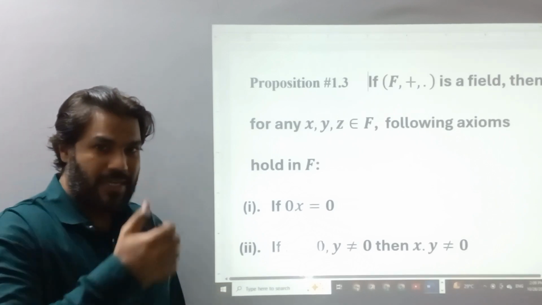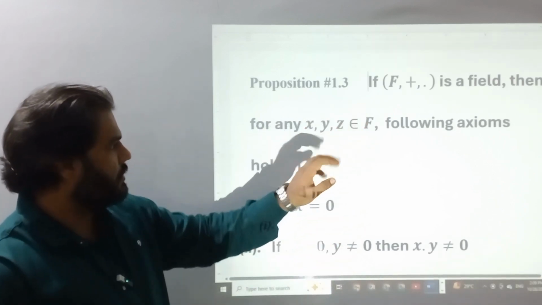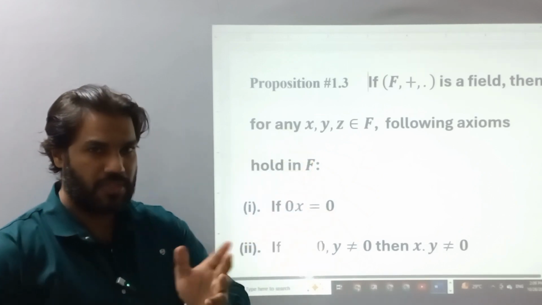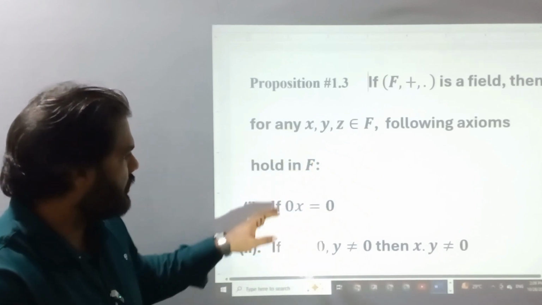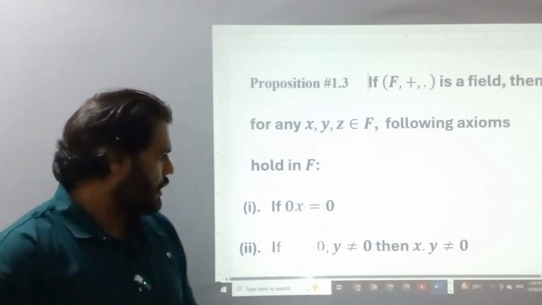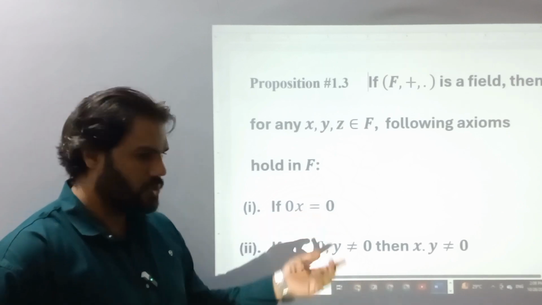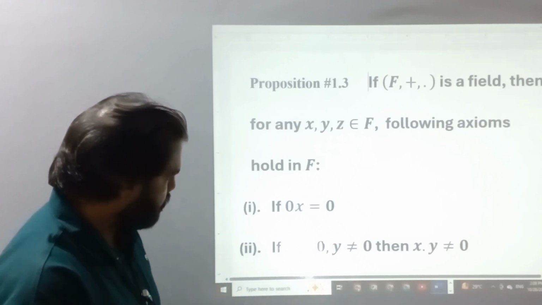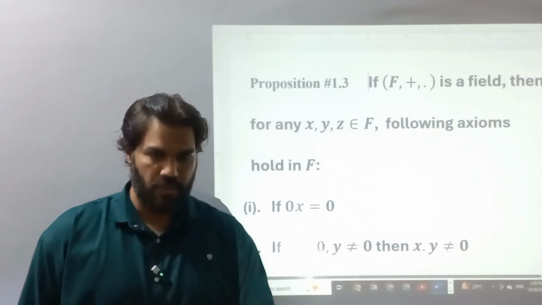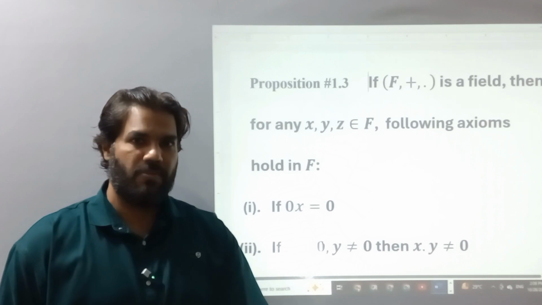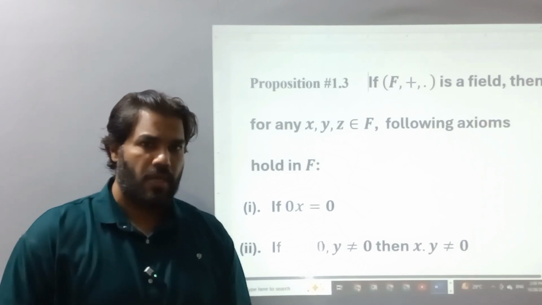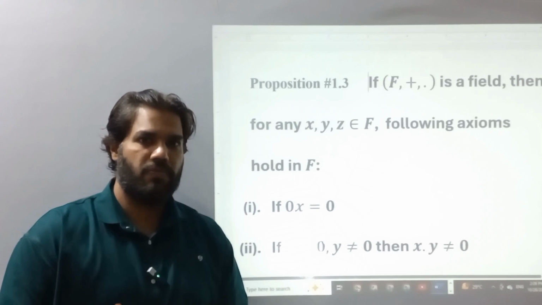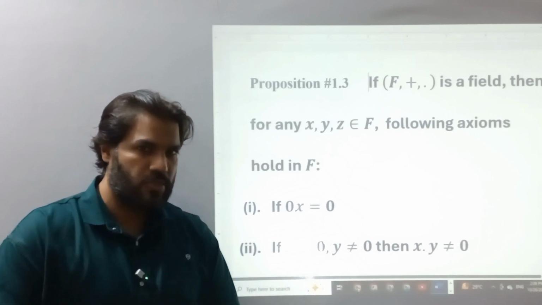The proposition says that if f is any field, then for any x, y, z belonging to f, for any three elements of f, where f is the field under addition and multiplication, the following axioms hold in f. The first axiom is 0 into x is equal to 0. That looks very simple, because from your childhood, from your primary school, you know the product of any number with 0 is always 0. But in today's lecture we will show how 0x is equal to 0.